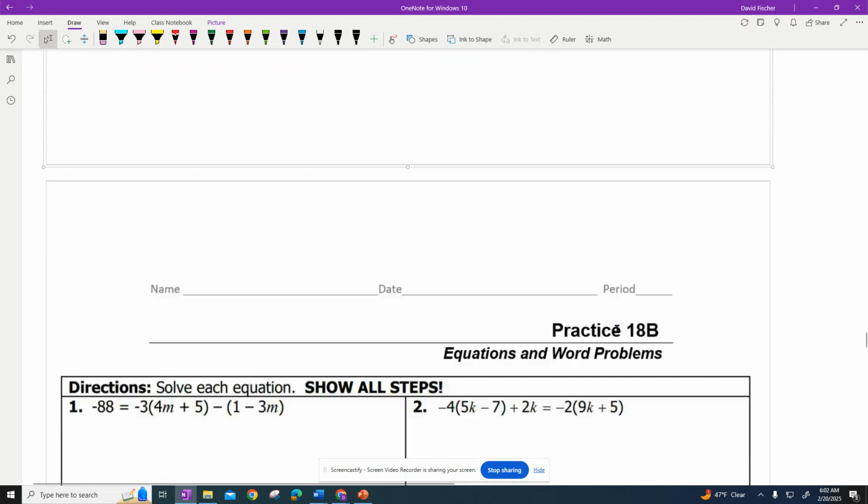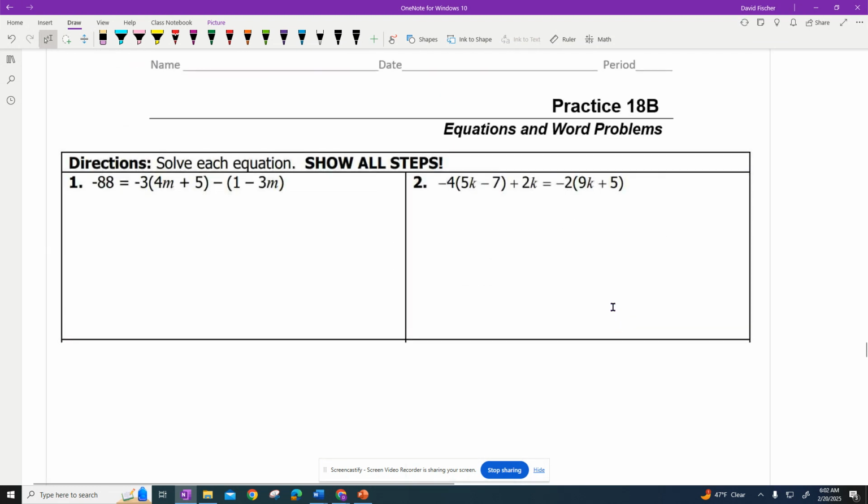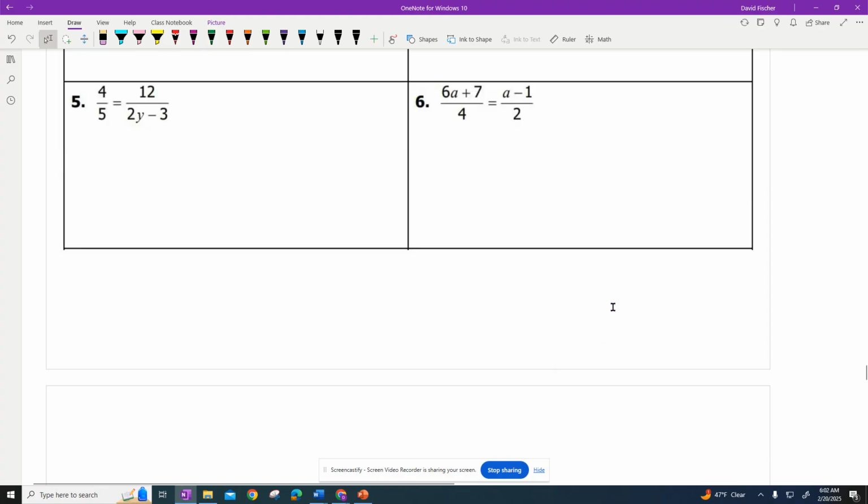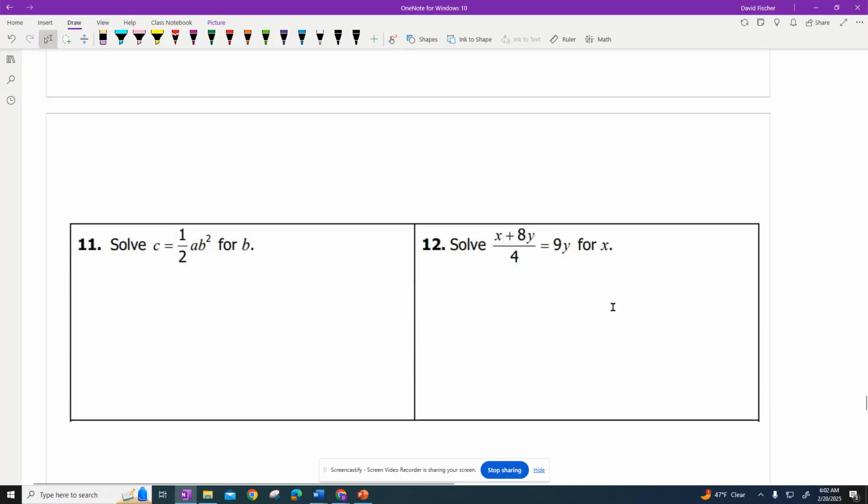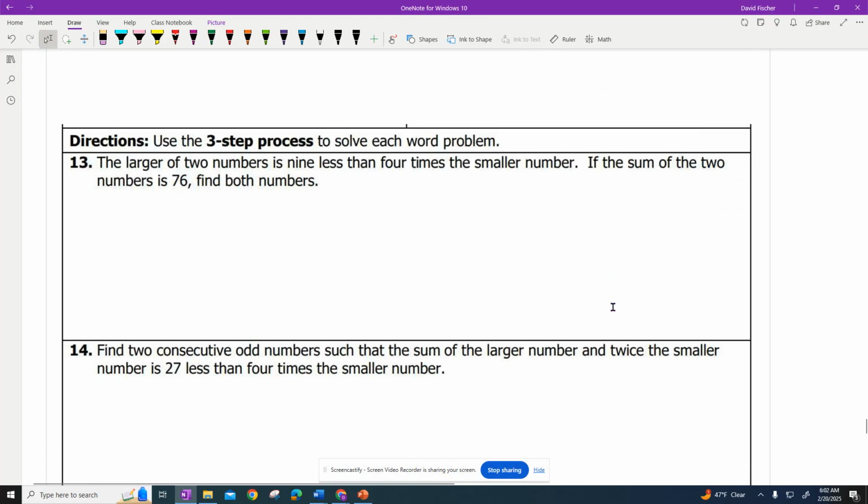Alright, with that, I think we have enough experience to do all these problems. And it's a good review for tomorrow's quiz.